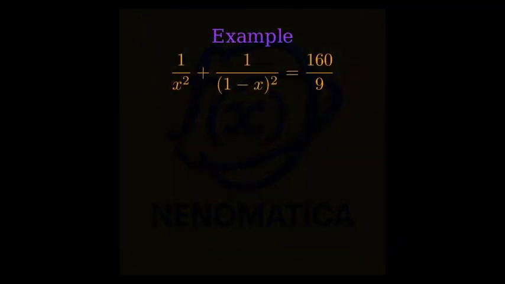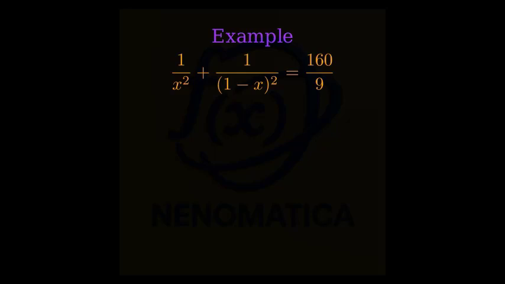In this example, we will find the sum of all roots of the equation 1 over x² plus 1 over (1 minus x²) equals 160 over 9. We will proceed in 6 clear steps that mirror the worked solution: combine fractions, expand and simplify, substitute t equals x minus x², form a quadratic in t, solve for t, then get the sums of roots for x from each t and add them.